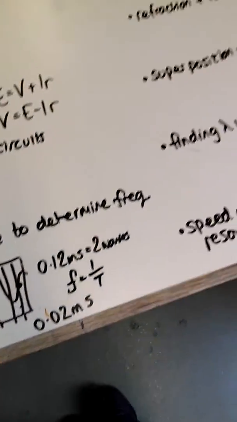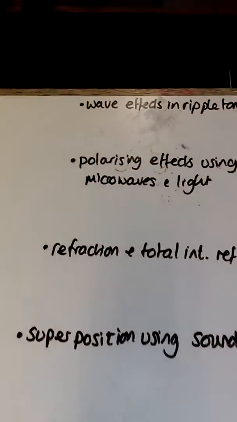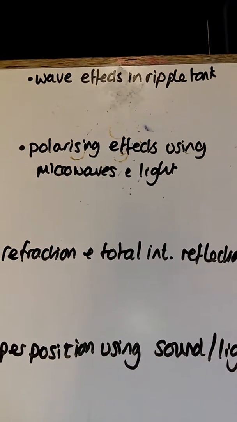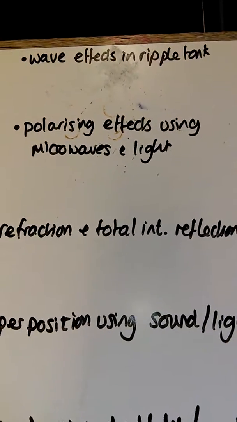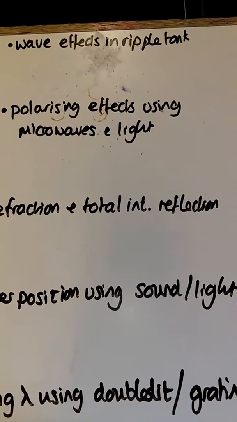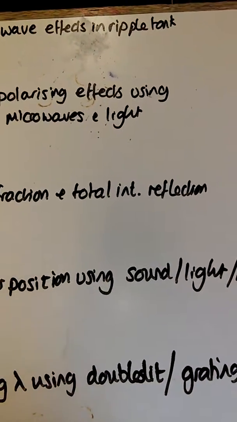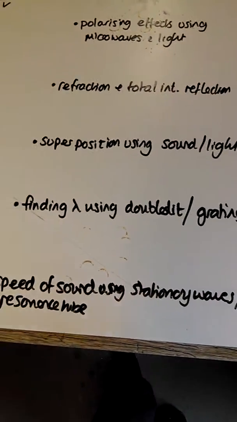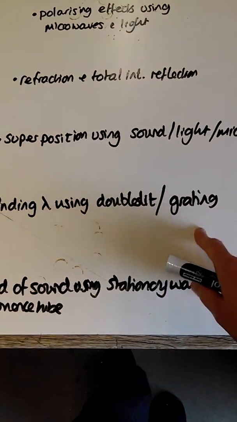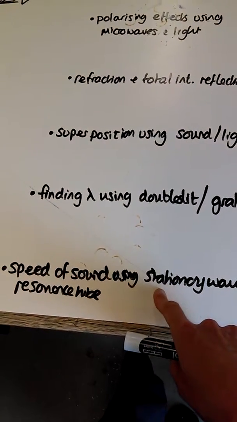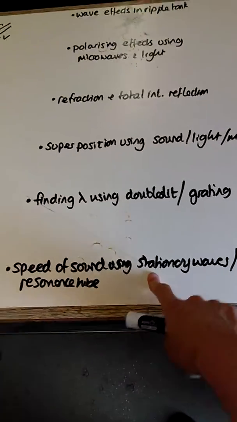Okay, I've got to have a look at a lot of these experiments, make sure I can tell you the right things, but the other things to be looking at: wave effects in the ripple tank, polarizing effects using microwaves and light. You've got another one about the reflection and total internal reflection, refraction, total internal reflection, superpositioning using sound, light or microwaves. You've got the double slit experiment and the grating experiment, and speed of sound using stationary waves in a resonance tube. So I'll have a look at that and try and get something together for Thursday.